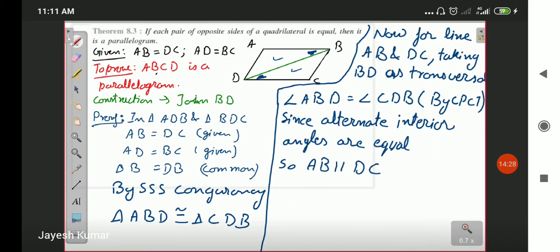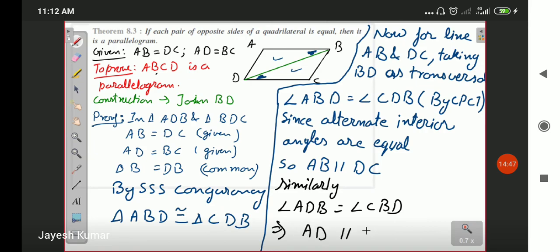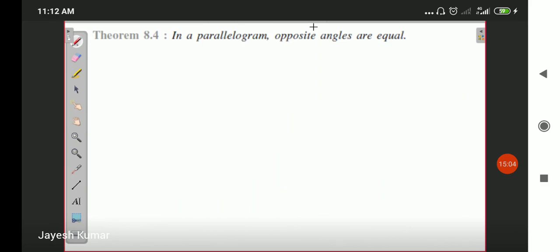Okay, and similarly, second pair of angles are also equal. Angle ADB is equal to angle CBD. Therefore, by the same logic, sides AD should be parallel to BC. So in this manner, we have proved theorem 8.3. Next is theorem 8.4.